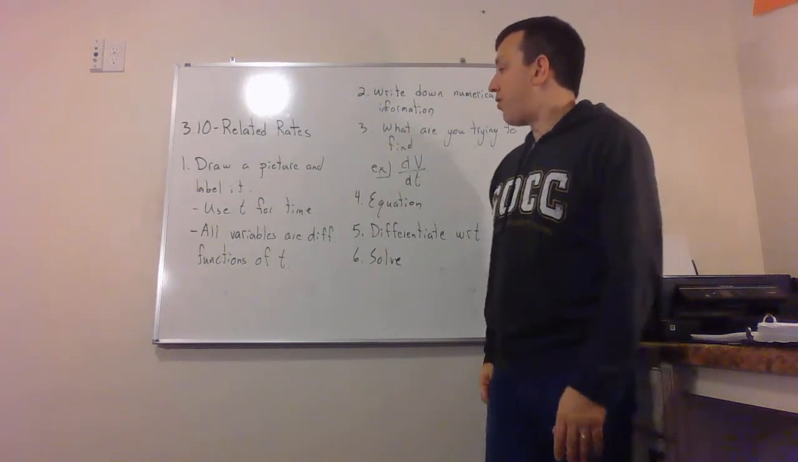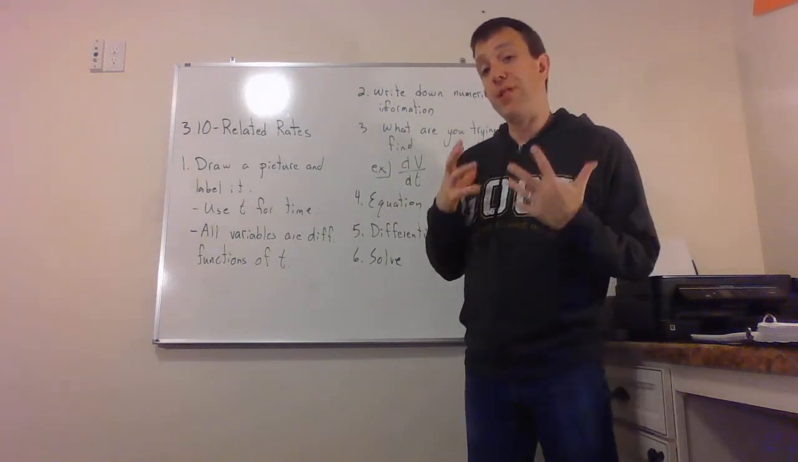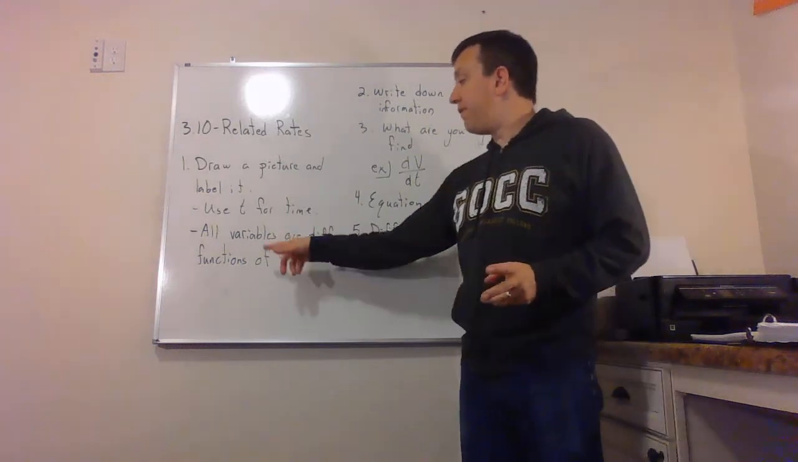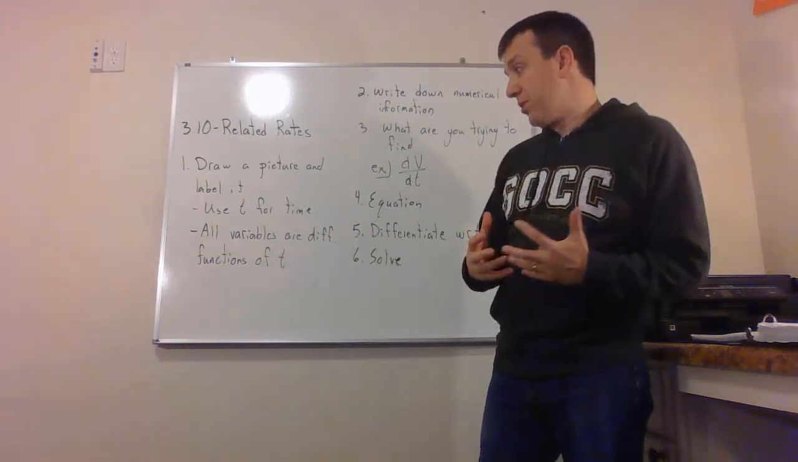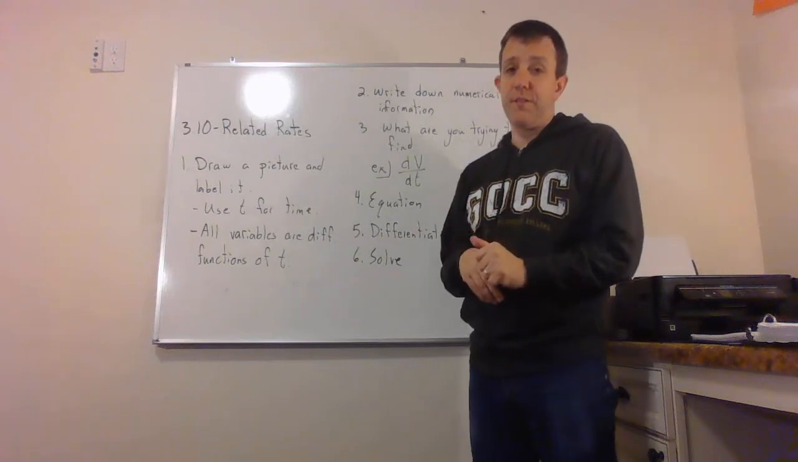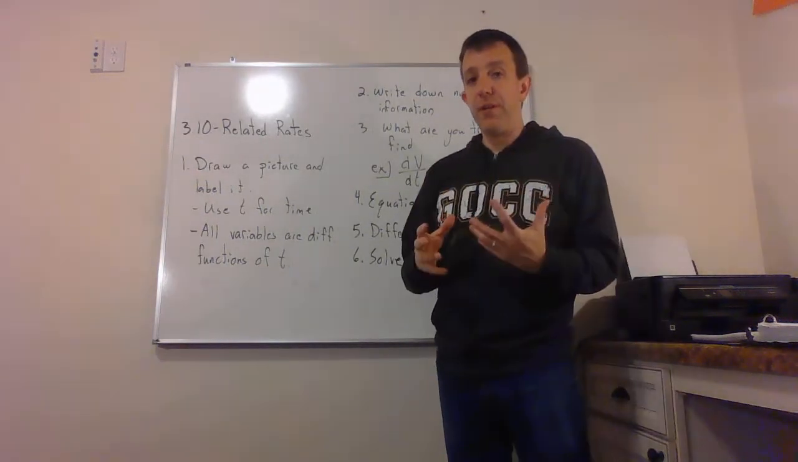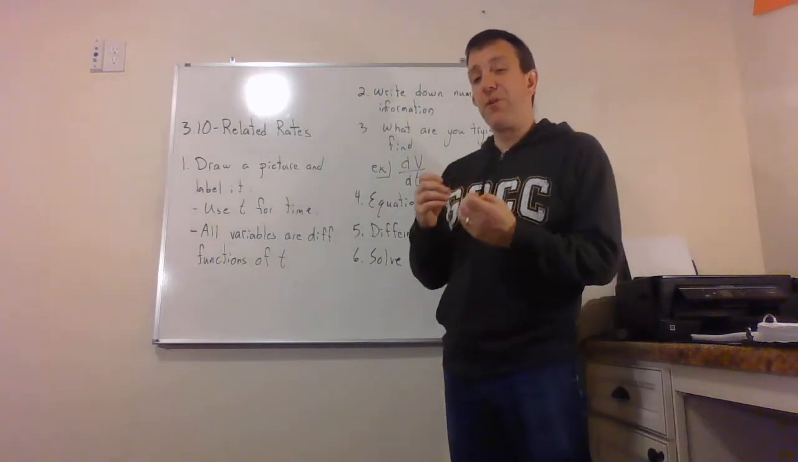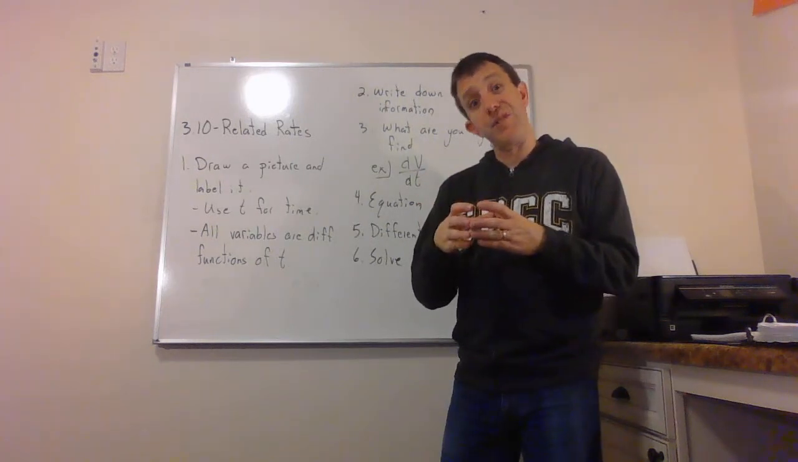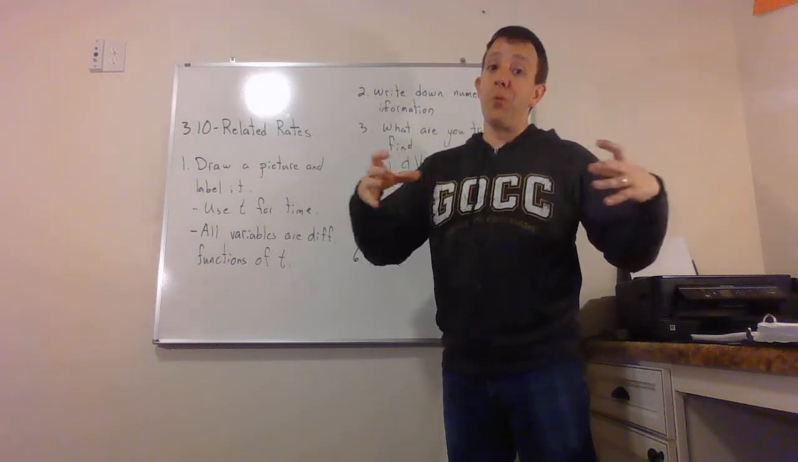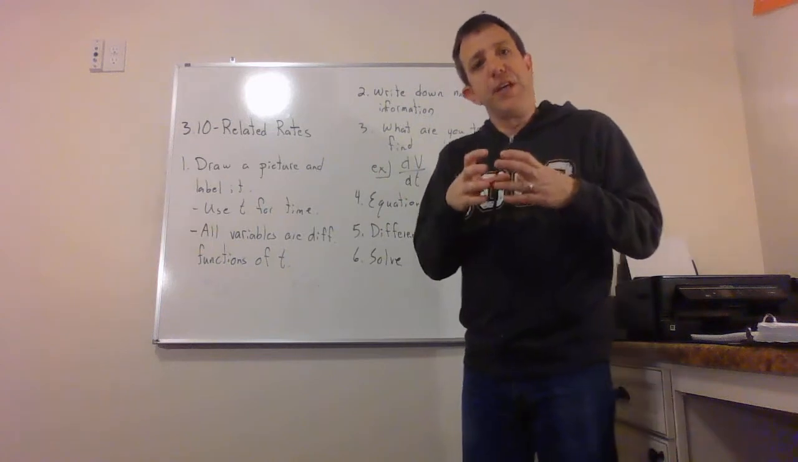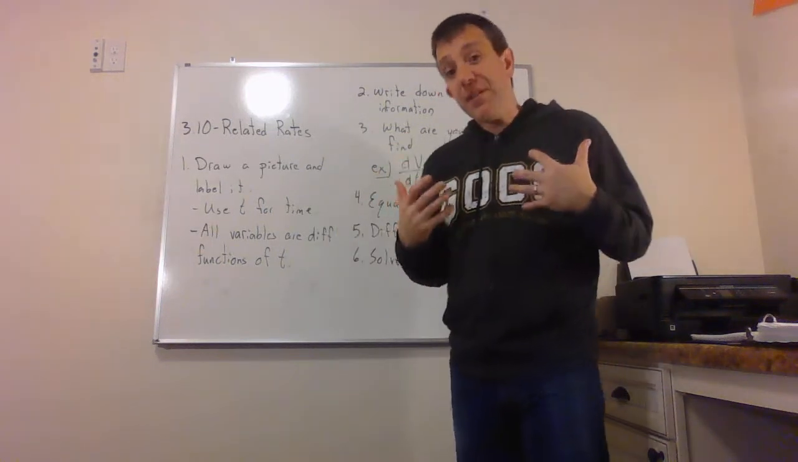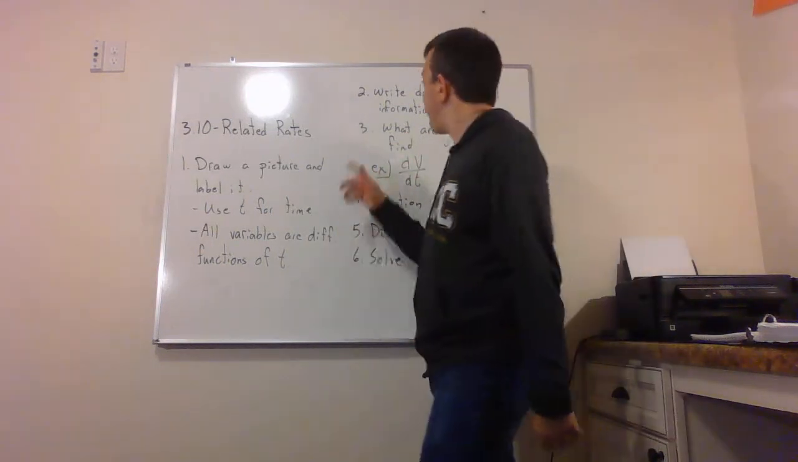So step 1, draw a picture and label it. We're going to use t for time, and all other variables are going to be assumed to be differentiable functions of t. So these variables are all going to be functions of t. So the radius of a circle, for instance, might be changing with respect to time. The area would be changing with respect to time. Everything comes back to t.